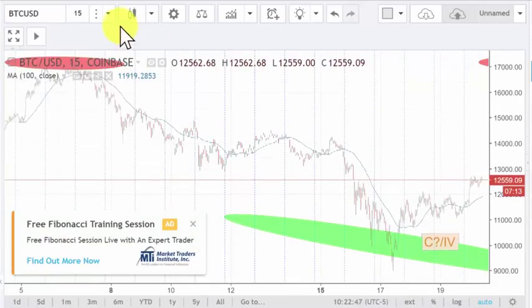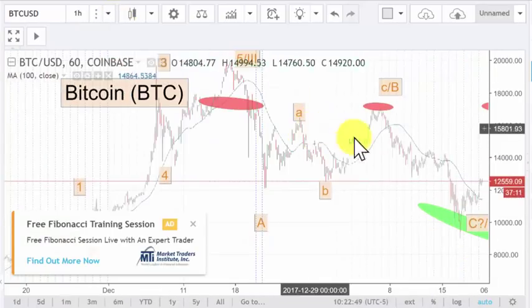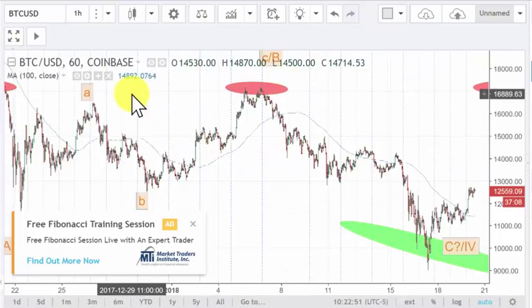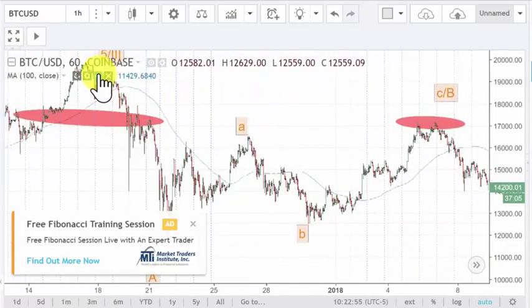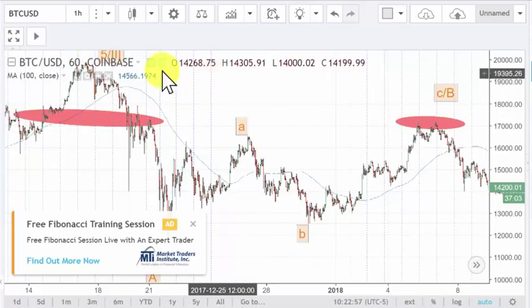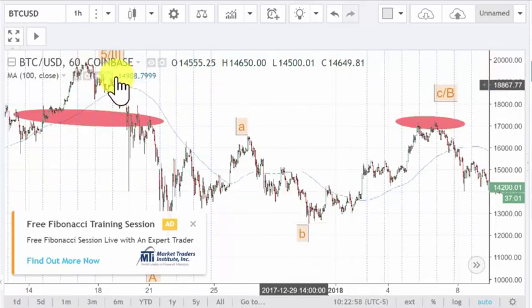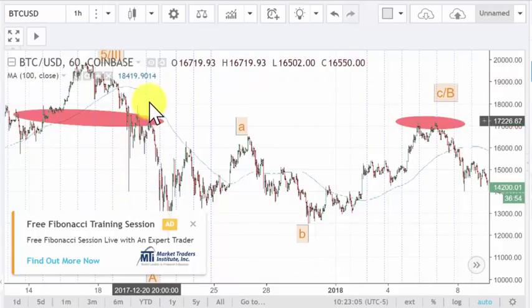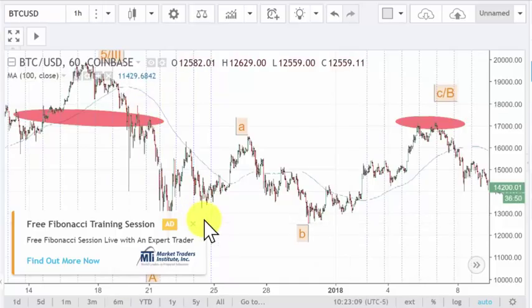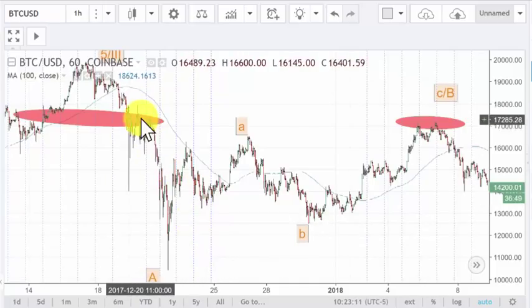And let's see, zooming out to the 1 hour chart. It's interesting to note that during this correction, from 20,000 right here, it dropped to 14,000, so that's kind of like an A, and then it went back up to 17,700. That's like a B, and then it went back down.